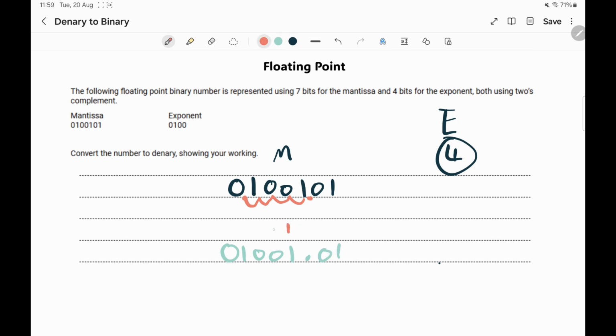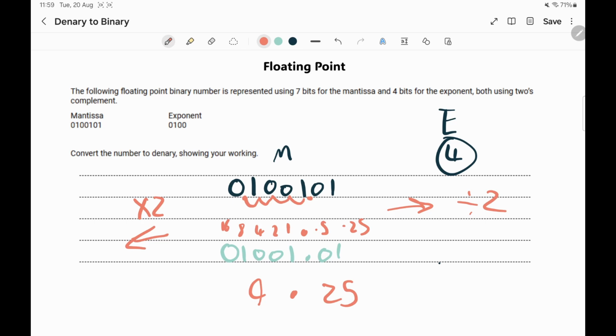We can then calculate the answer. So this is the ones column, 2, 4, 8, 16. And this is 0.5 and 0.25. So decimal point wise, this way you times by 2. That way you're dividing by 2. So this number is 8 plus 1, so we've got 9.25. And that is your answer, and that's how we get a decimal number in binary.